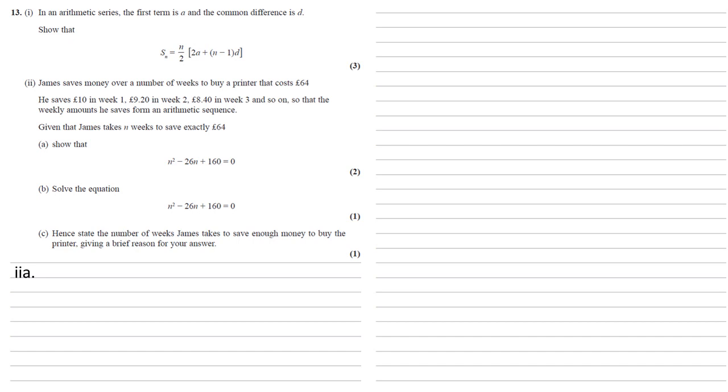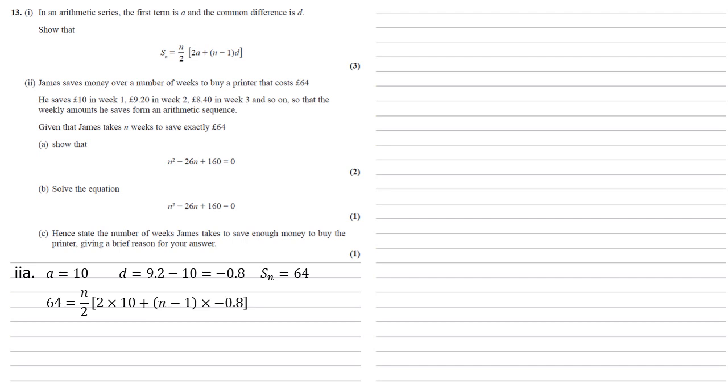Let's see which values we've got to substitute in. We know that the first term, a, is equal to 10, because that's how much money he saves in week 1. d, the difference, is going to be the second term minus the first term, so £9.20 minus 10, which is minus 0.8. We also know the total. He saves £64, so our Sn is going to equal 64. Substituting these into our formula, we get that 64 equals n over 2 times 2 times 10 plus (n minus 1) times minus 0.8.